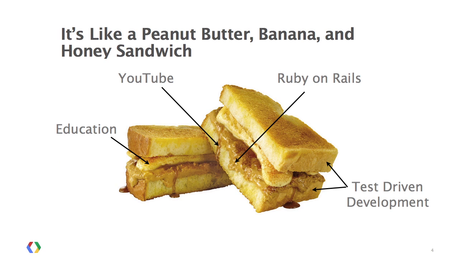This is what I call a peanut butter, banana, and honey sandwich. YouTube is, of course, the honey because videos make everything sweeter. Education is the banana because everyone knows that education is bananas. Ruby on Rails is the peanut butter because it holds everything together, and then test-driven development is the bread because without the bread holding things together, everything just falls apart.